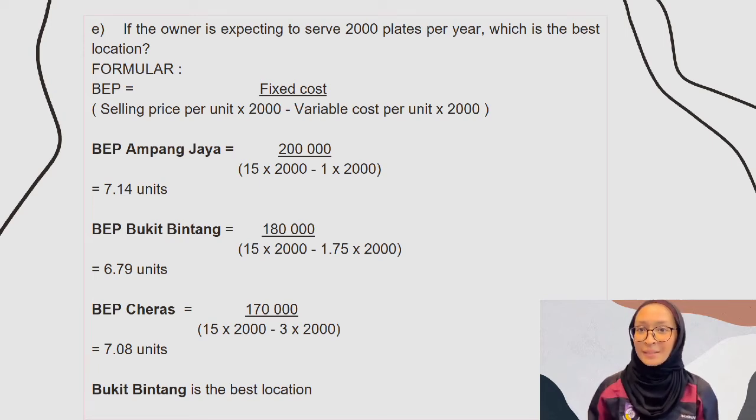units. BEP for Bukit Bintang is 180,000 divided by 15 multiply 2,000 minus 1.75 multiply 2,000. The answer is 6.79 units. BEP for Cheras: 170,000 divided by 15 multiply 2,000 minus 3 multiply 2,000. The answer is 7.08 units. In conclusion, Bukit Bintang is the best location.